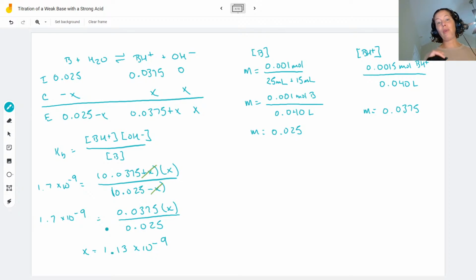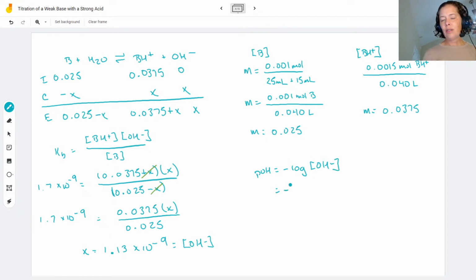Again, make sure you remember what X is. Go to your equilibrium or your ICE table. X is our concentration of hydroxide, which means, again, I'm going to calculate pOH first, and then I'm going to calculate pH. So this is negative log of 1.13 times 10 to the negative ninth. This gives me a pOH of 8.94, which gives me a pH of 5.05.